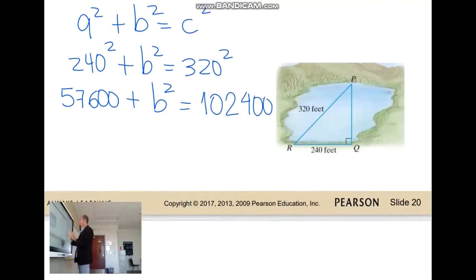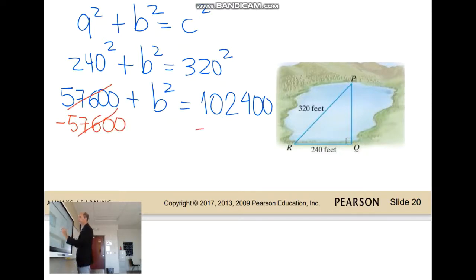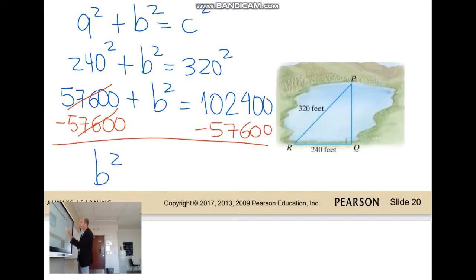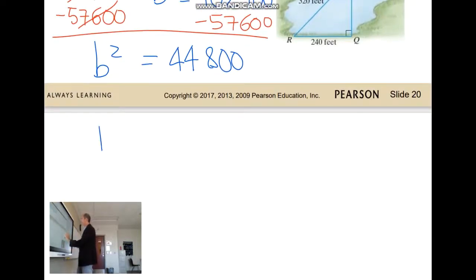Apply the addition property. I like to do this step by step so you understand what I'm doing. I'm applying here the addition property to get rid of this. So subtract 57,600 on both sides of the equation. And then you find B squared, right? B squared equals 102,400 minus 57,600, which is 44,800. And then B equals the square root of 44,800.